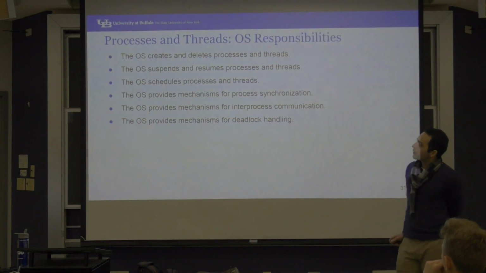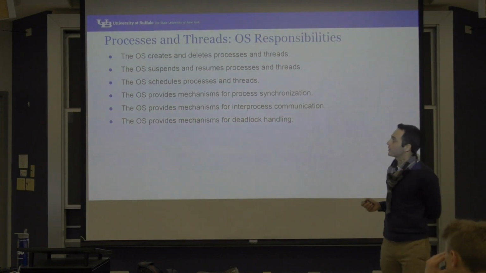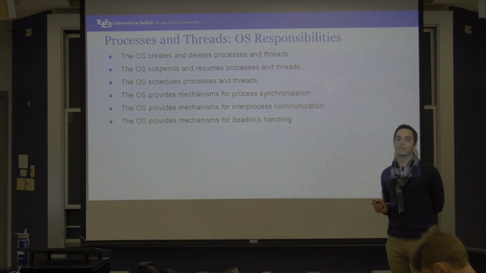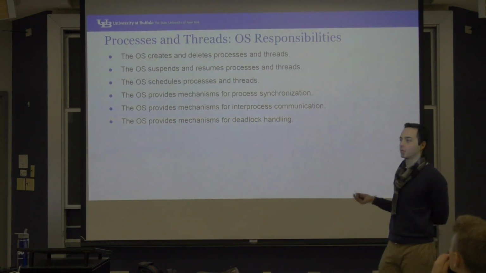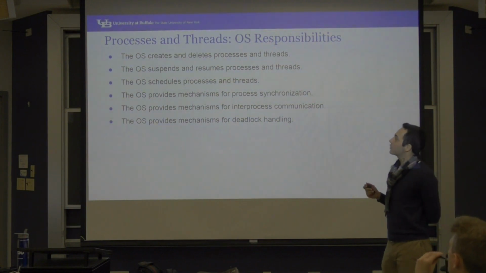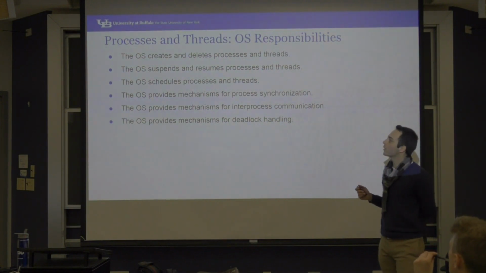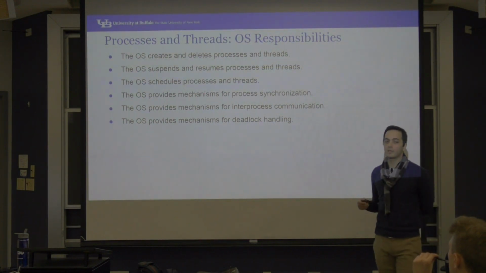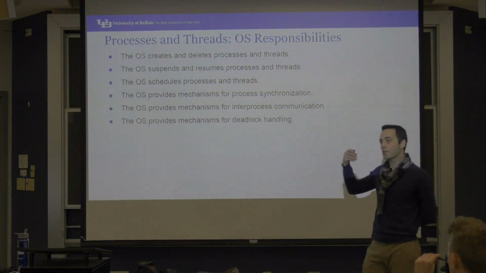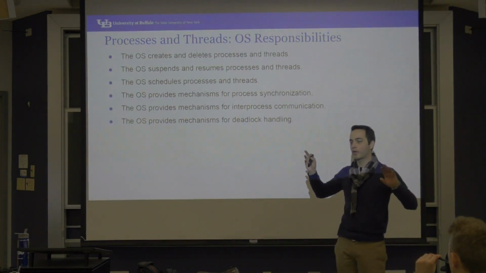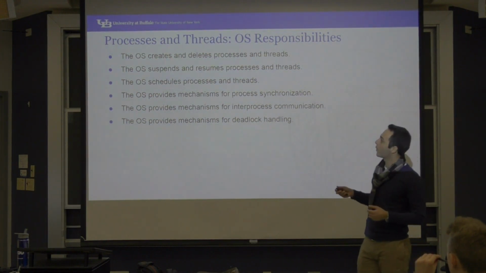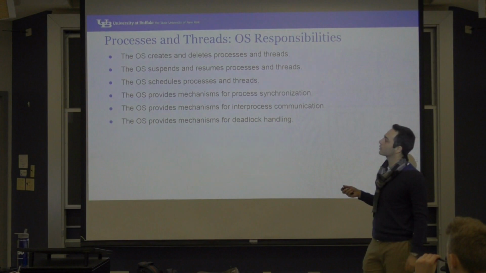And so regarding the processes and threads, the OS has some responsibilities. It creates and deletes processes and threads, right? This is the responsibility of the operating system. Users can ask the OS to do this. The OS suspends and resumes processes and threads and schedules them. Again, this is the responsibility of the OS. Threads and processes don't have control over this. They might have an agreement with the OS, saying, hey, I'm a very high priority process, but it's eventually the OS that does it.